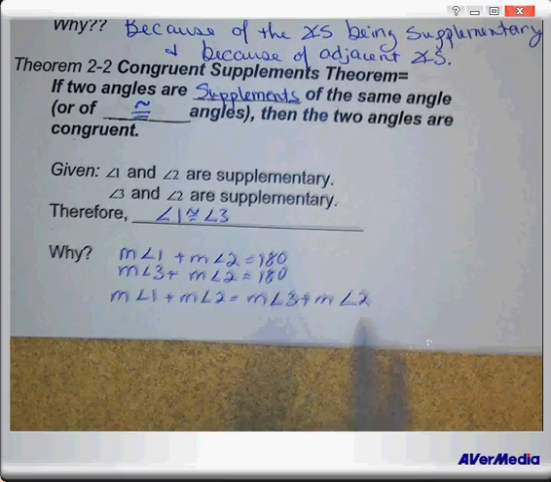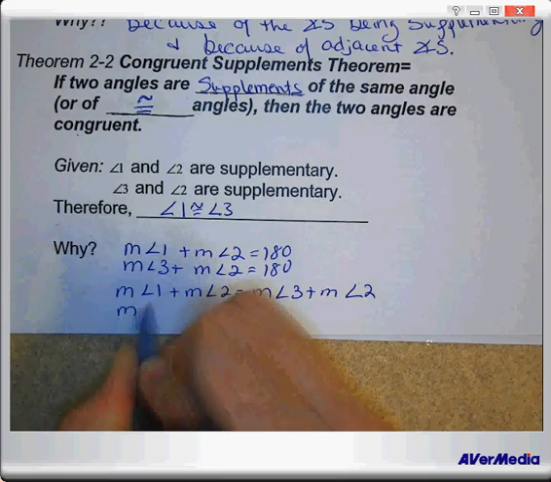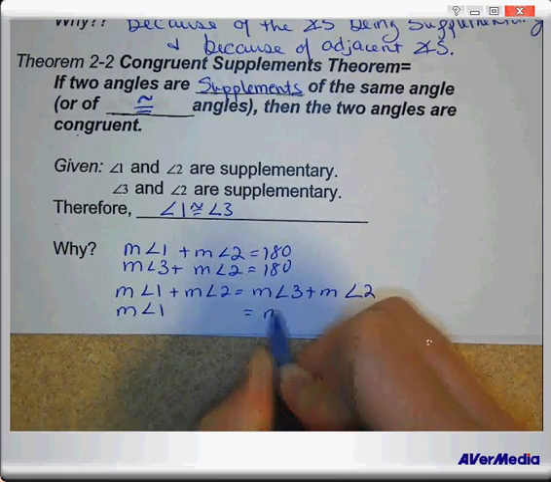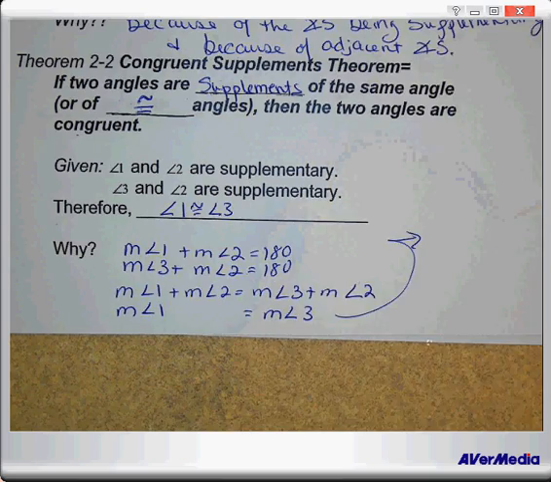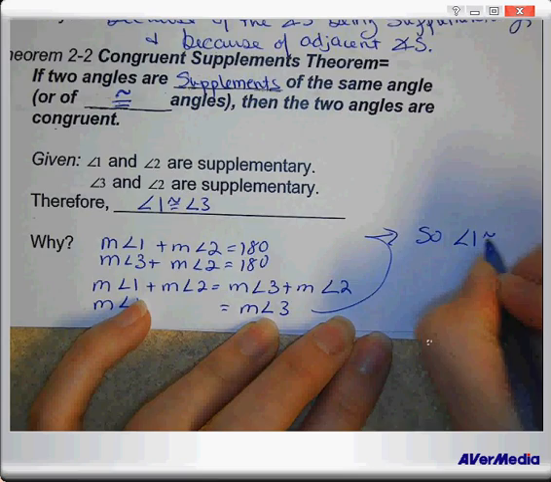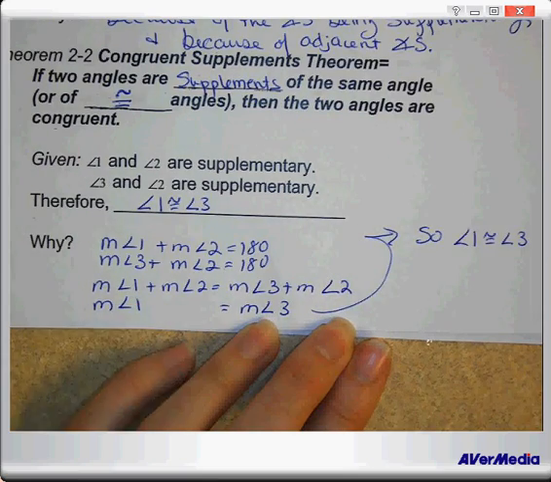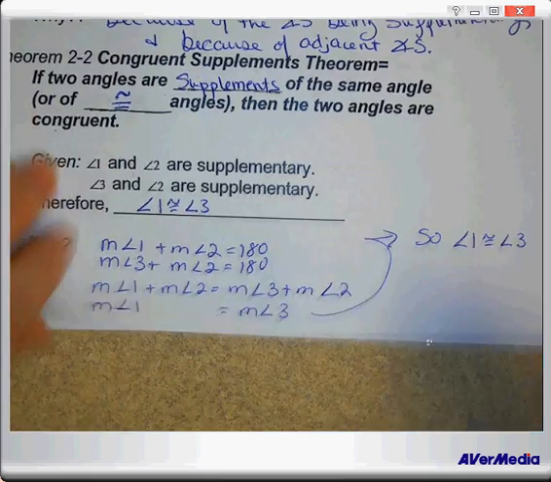That's right. I'm going to subtract the measure of angle 2 from both sides. So then I get the fact that the measure of angle 1 equals the measure of angle 3. And if angles have the same measure, they're congruent, because of the definition of congruent angles. So it's kind of common sense how that works.